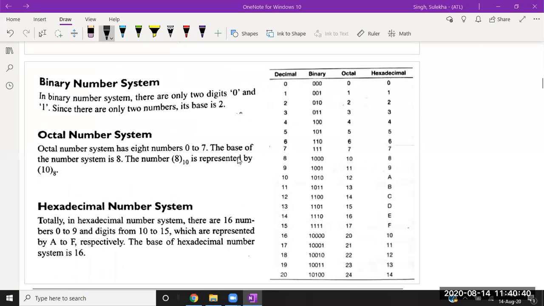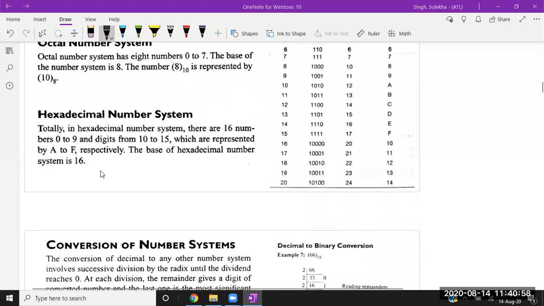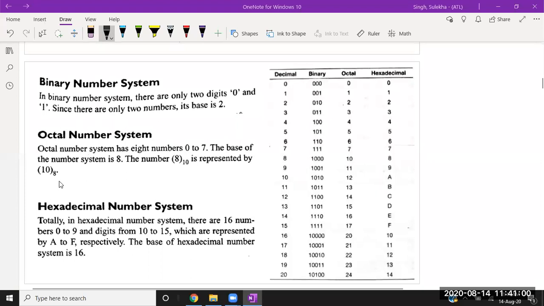You already know what the binary number system is. In the binary number system, your number is either 0 or 1, and your base is 2, because there are only two possible digits, 0 and 1. In the octal number system, your base is 8, and there are 8 possible digits from 0 to 7, by which you can represent your number.